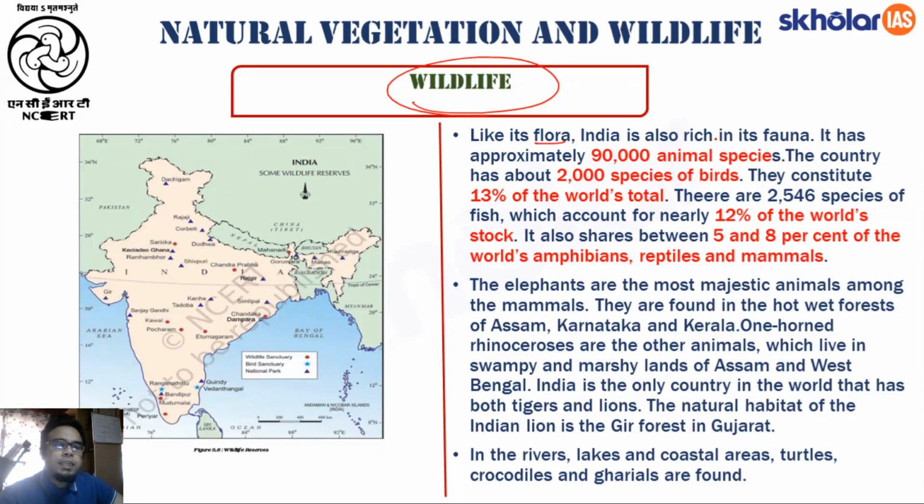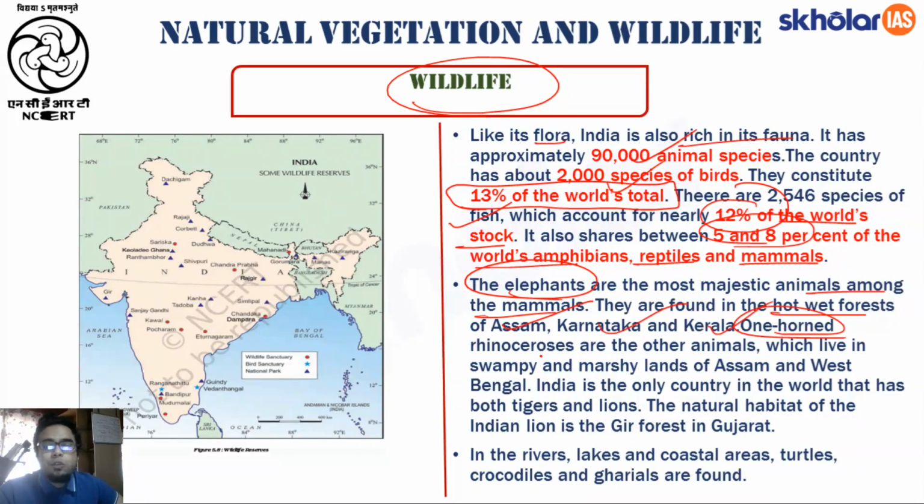Now like flora, India is also rich in its fauna, that is wildlife, and it has approximately 9000 animal species, and the country has about 2000 species of birds, and they constitute about 13% of the world's total. There are about 2546 species of fish, which accounts for nearly 12% of the world's stock, and it also shares between 5 and 8% of the world's amphibians, reptiles as well as mammals. Fine. Then elephants are considered to be the most majestic animals among the mammals. Now where are elephants found? They are found in the hot wet forests of Assam, Karnataka as well as Kerala.